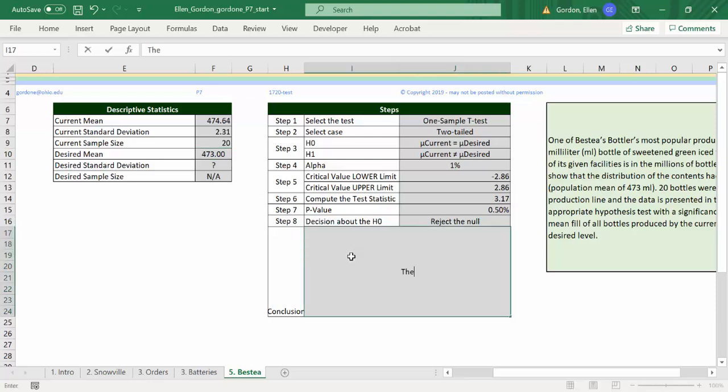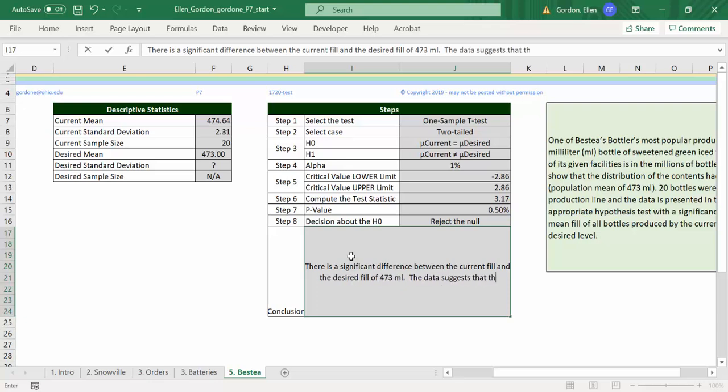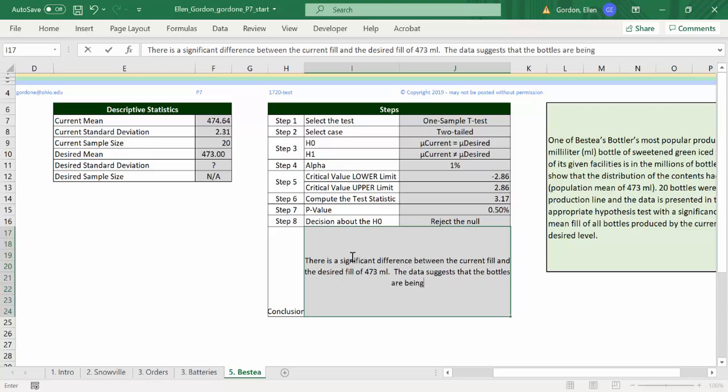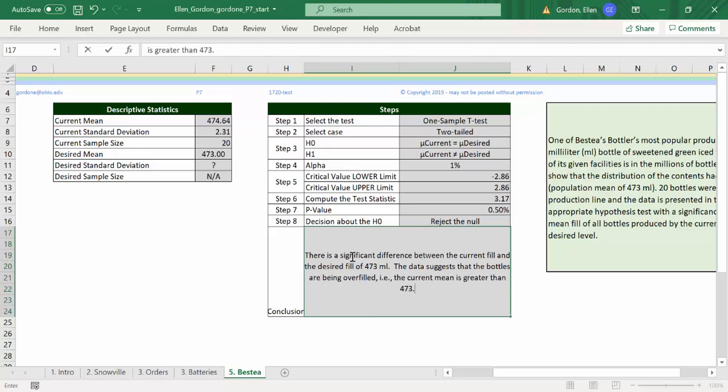So now we can write our conclusion. There is a significant difference between the current fill and the desired fill of 473. The data suggests that the bottles are being overfilled. That is, the current mean is greater than 473.